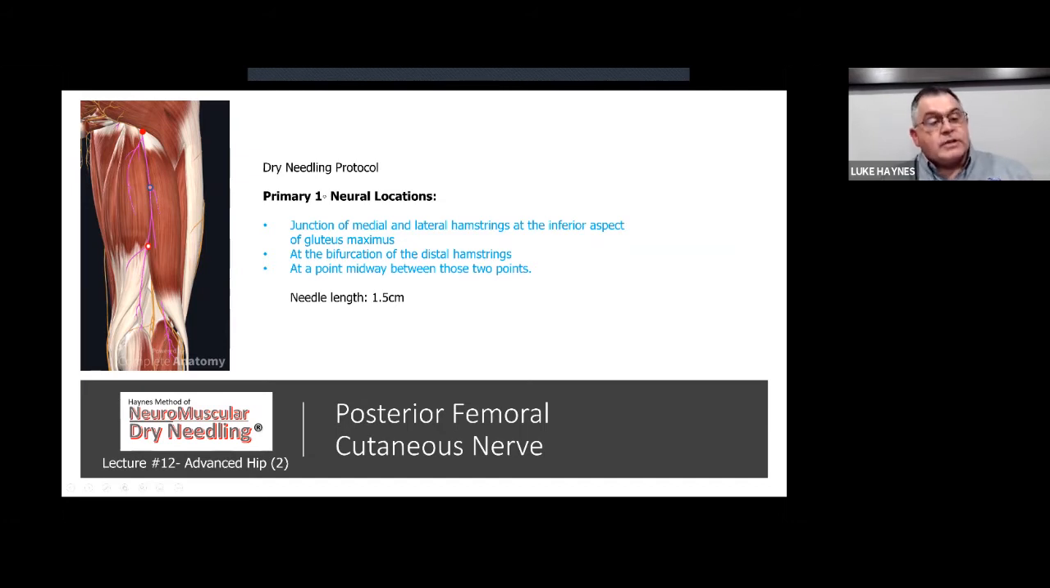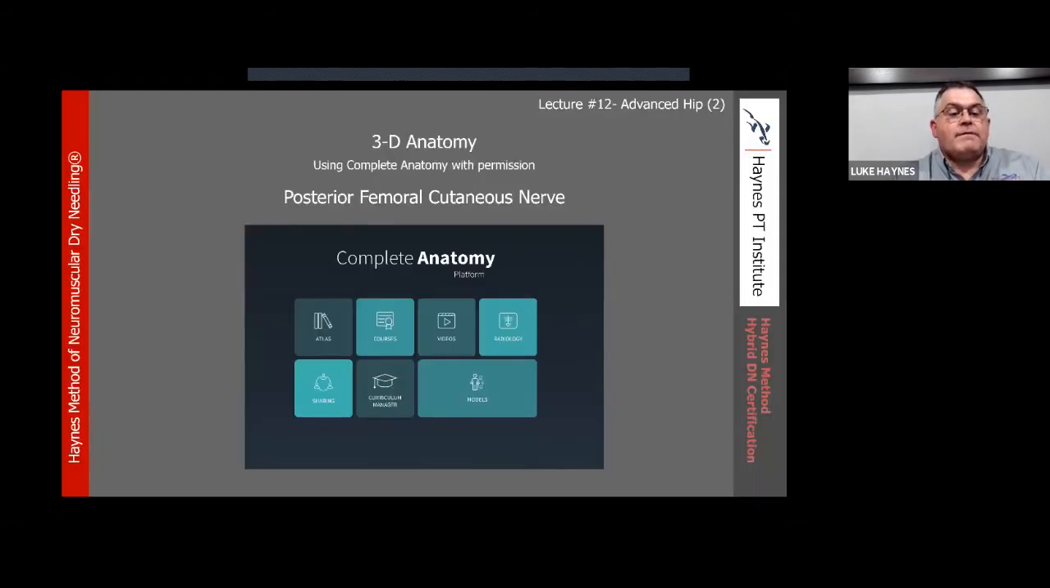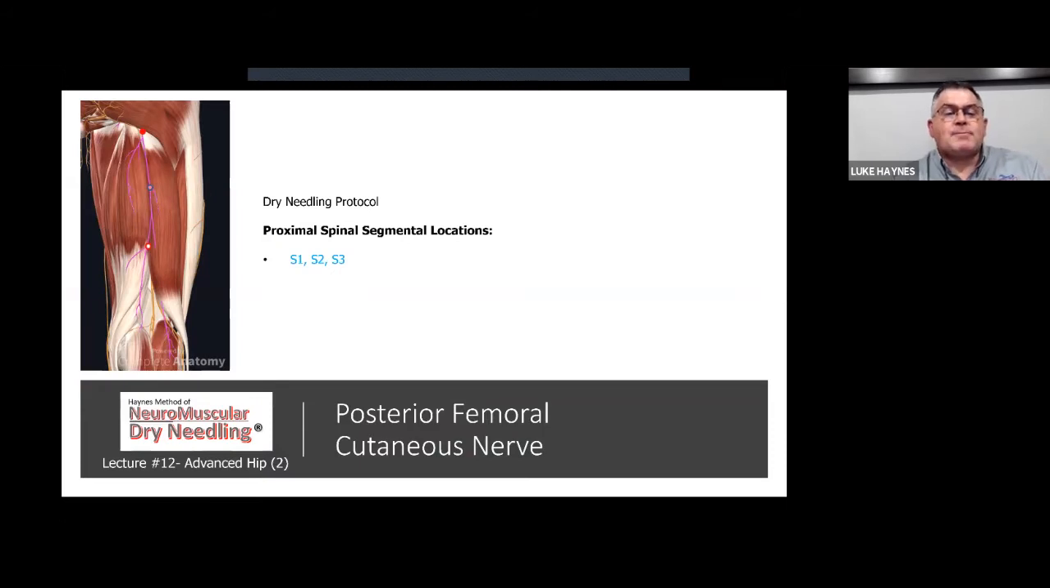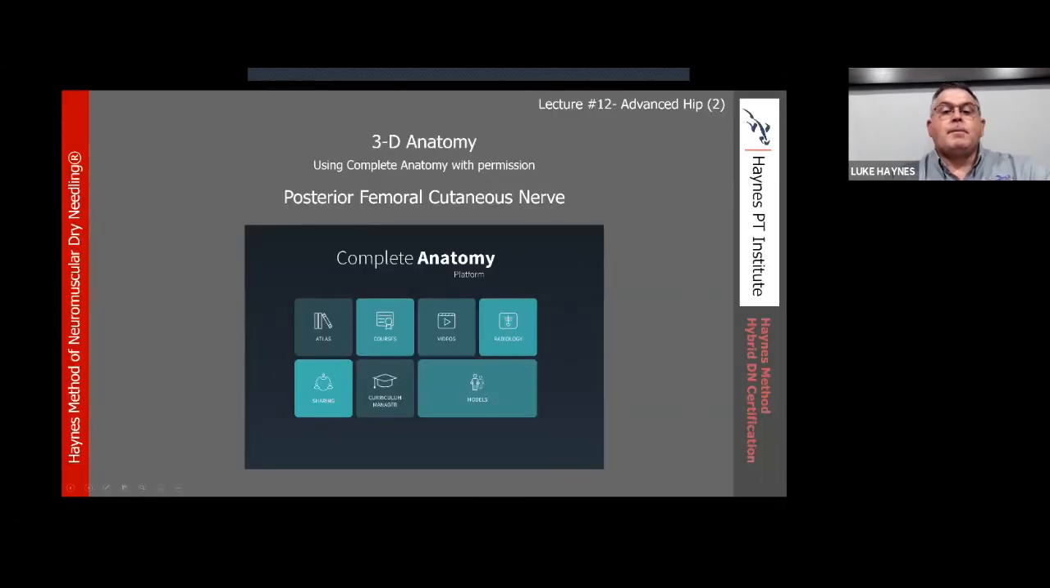So if we have a hamstring strain, if we have some trauma to that area, some swelling, inflammation in that tissue, whether it's in the muscle, whether it's in the fascial plane, that can have impact on the function of that sensory nerve. Again, for proximal spinal segmental location here, we would look at S1, S2, and S3. And when we get to our complete anatomy, our 3D anatomy piece, we'll look at that.